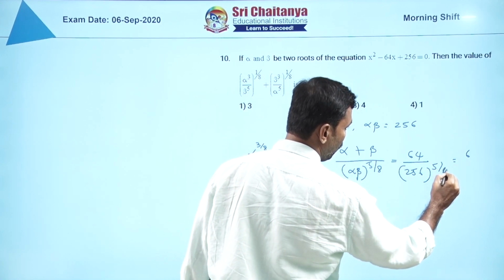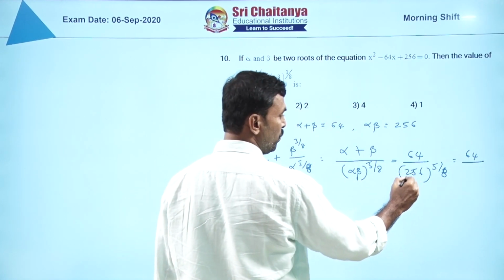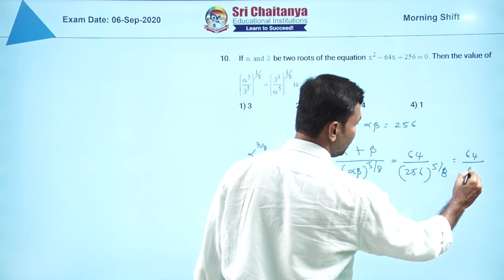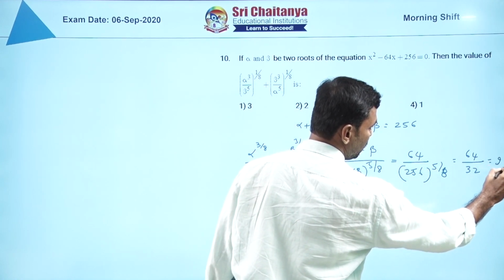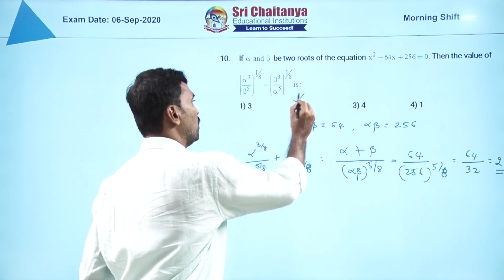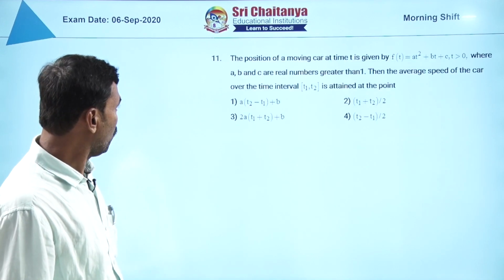This is 64 divided by 256, which means 2 power 8. So, in total it becomes 2 power 5, that is 32. So, 2 is the answer. Which option? The second option is the correct option for the 10th problem. Let us go to the 11th problem.